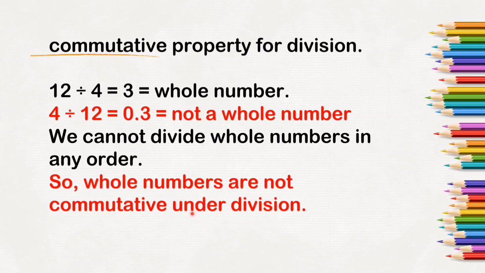So we can conclude by saying commutative property applies for addition and multiplication and not for subtraction and division.